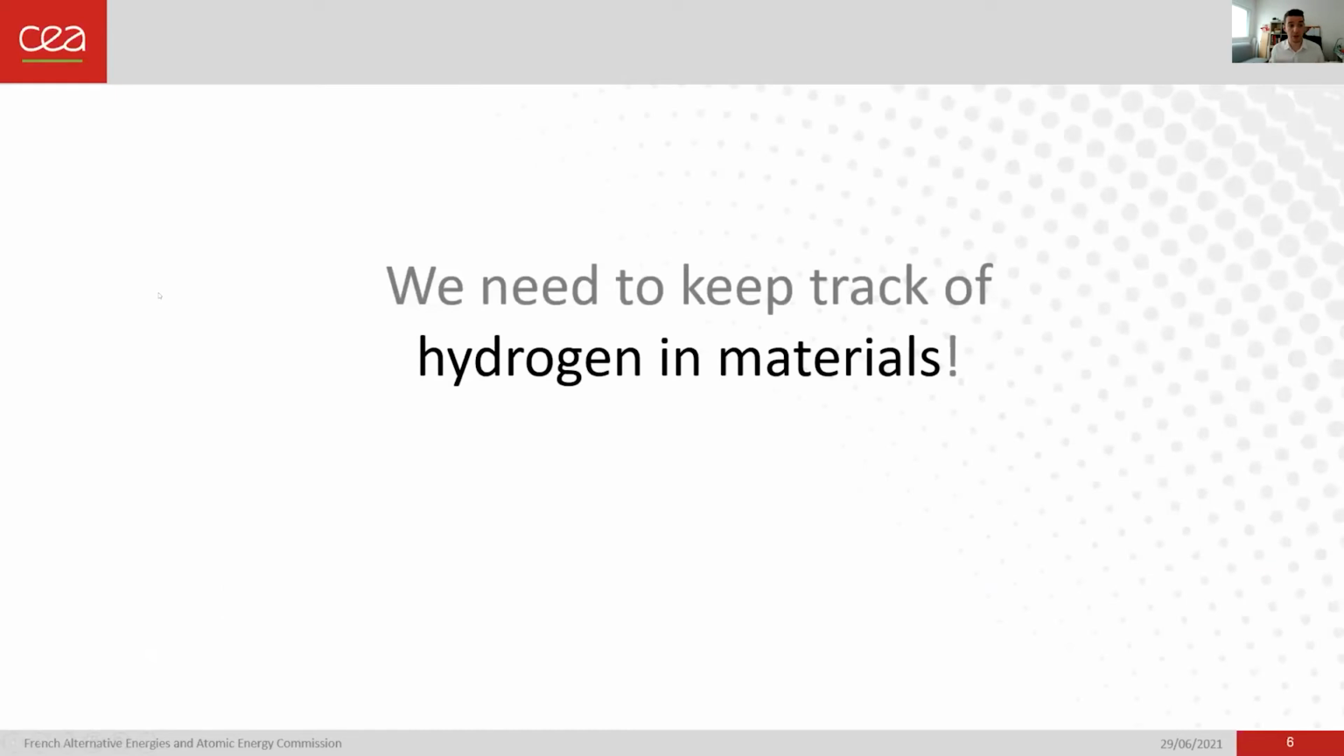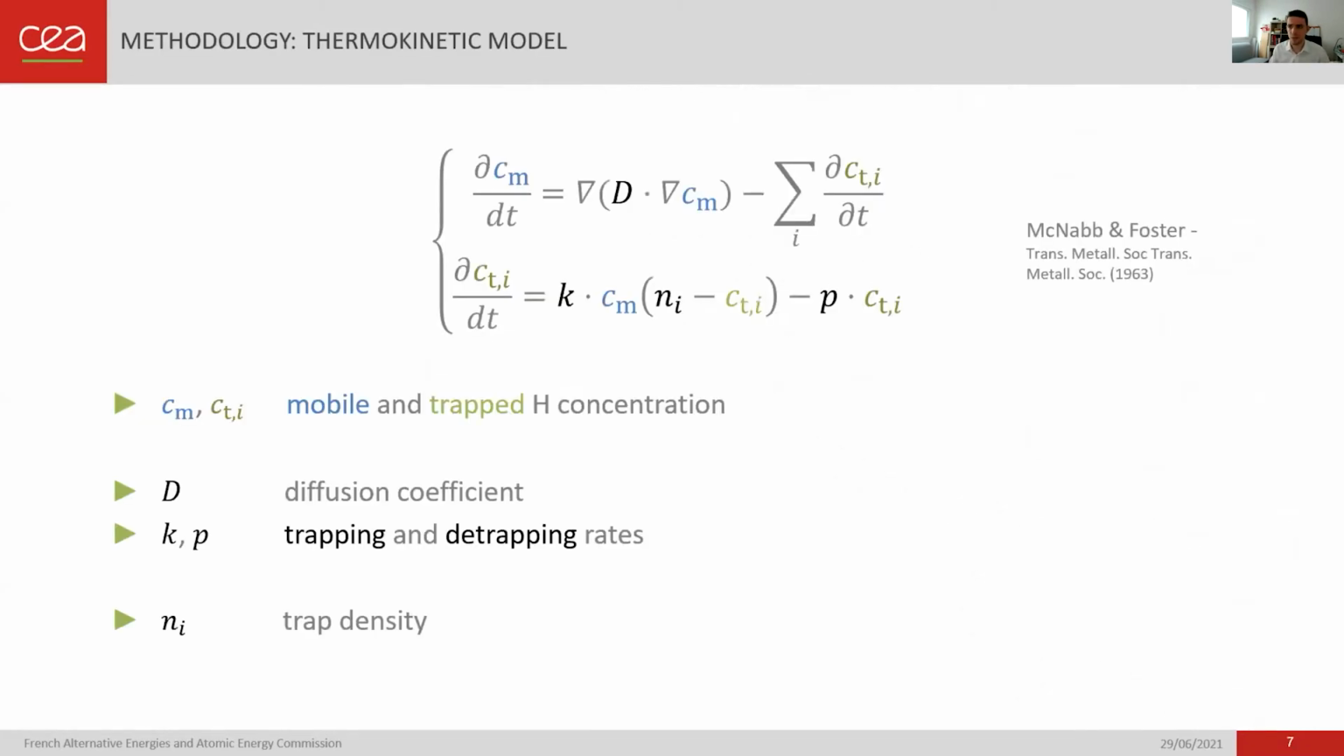Right, so I hope that I've convinced you guys that we need to keep track of where the hydrogen atoms are in our materials. We do have models to do that, mathematical models, I mean. This is what's sometimes called a thermokinetic model or a macroscopic rate equations model. It's pretty well established. So the idea is to discriminate between the mobile concentration of hydrogen, the ones that diffuse in the lattice, and the trapped concentration. I won't go too much into details of that because that's not something you're interested in. But these are the equations that we're trying to solve.